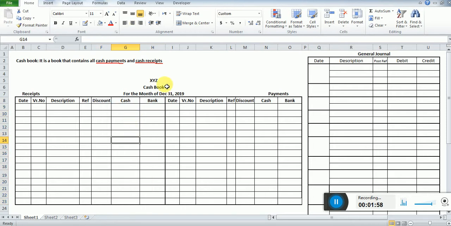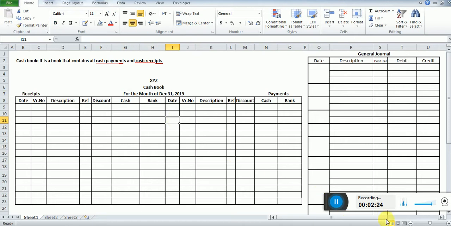Now assume this is a company, XYZ. You have to put a name, whatever it can be, and then the name of the cash book, and then a duration. So you can say this is the XYZ cash book for the month of December 31st 2019. It can be for a quarter, or for 6 months, or for 1 year. So how much time is covered, you have to make sure of it here.